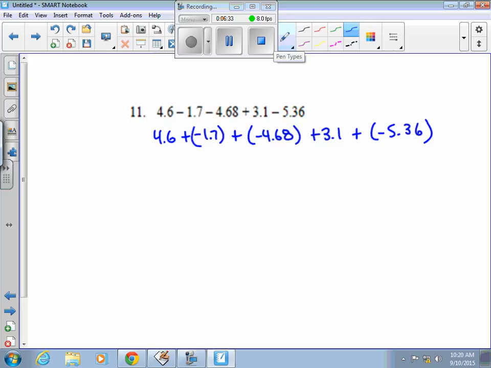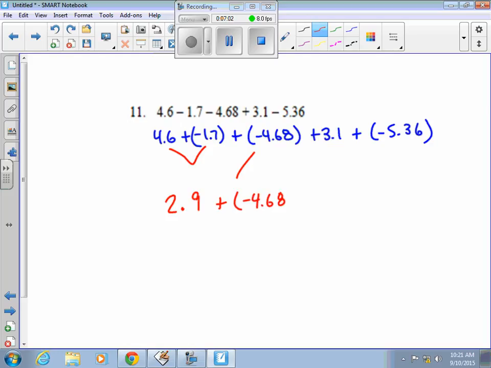So if you look just at the first two, 4.6 plus a negative 1.7, you subtract them because they're opposite signs. You got to borrow one. 16 minus 7 is 9. 3 minus 1 is 2. 2.9. You have to determine, is it positive or negative? 4.6 was the larger value, and it's positive, so it's a positive 2.9. Bring the next number down, and it's plus a negative 4.68.